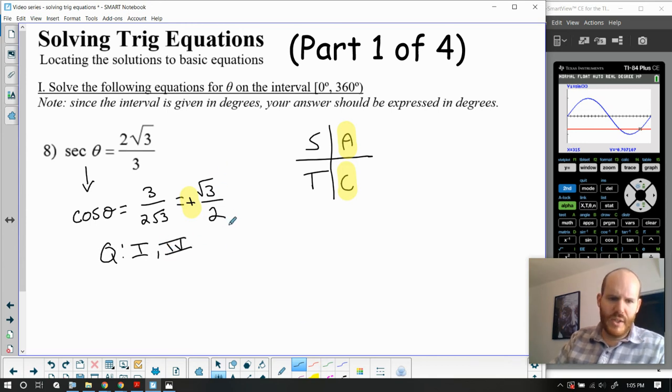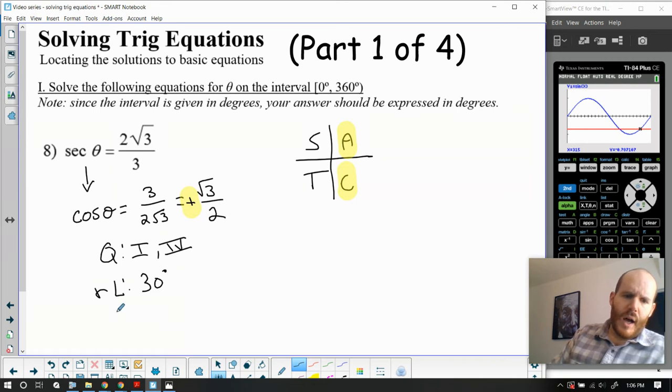Secondly, I'm going to use my ratio. So for what reference angle will cosine be root 3 over 2? Now you could go back to the special right triangles again, or if you know offhand the value for cosine. For us, that's actually going to be cosine of 30 degrees. Cosine of 30 will give me root 3 over 2. Given that value, I just have to put 30 degrees in each quadrant.